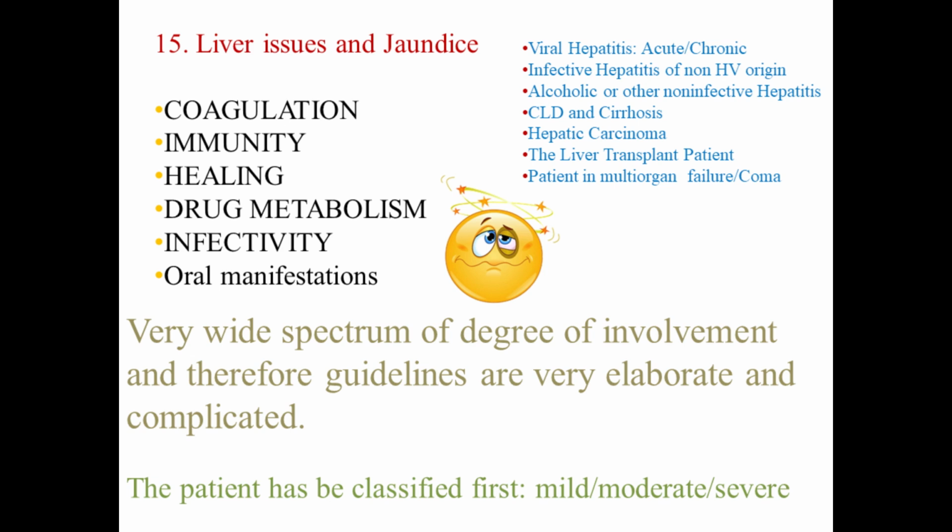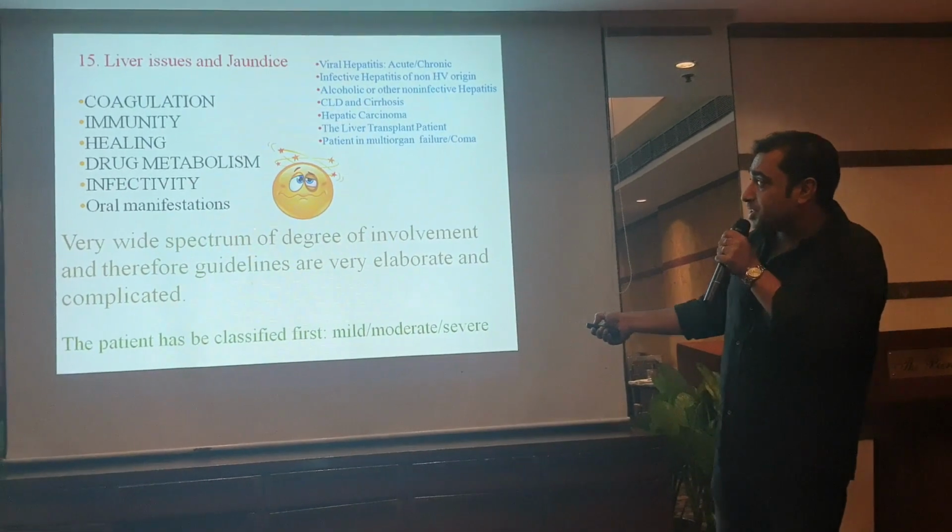or her. There will be a coagulation issue. There will be an immune deficiency. There will be healing problems. There will be a drug metabolism issue. There will be high infectivity for the patient as well as for the operator, because it could be viral hepatitis giving rise to the jaundice or the liver condition. And there will be oral manifestations as well.